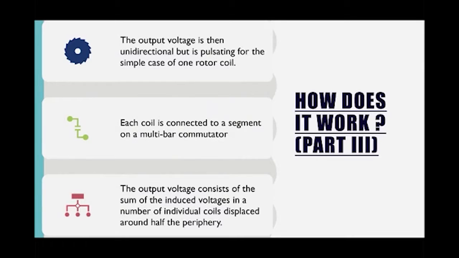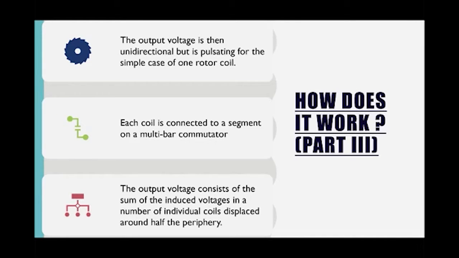The output voltage is then unidirectional, but is pulsating for the simple case of one rotor coil. Okay, unidirectional basically means that it's going in one direction only. It's not going in multiple directions. Alright, so this is a very important concept.